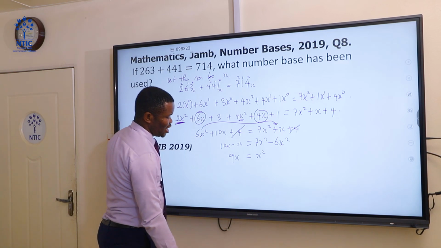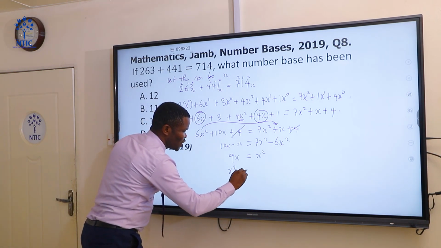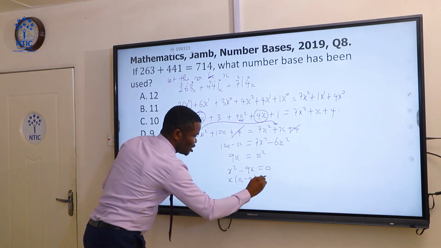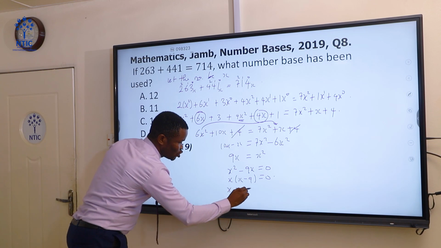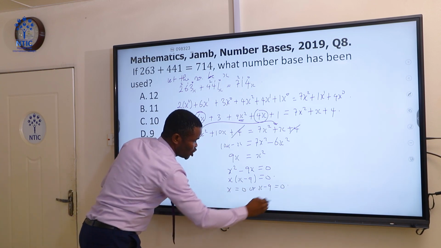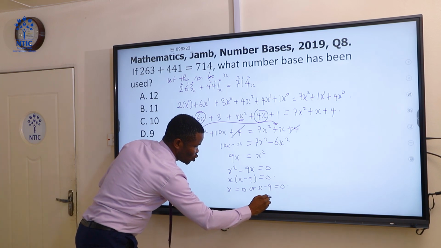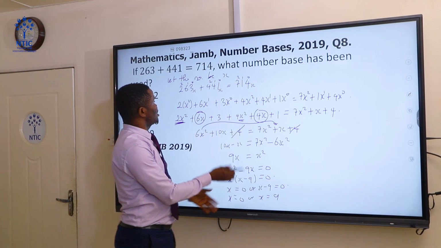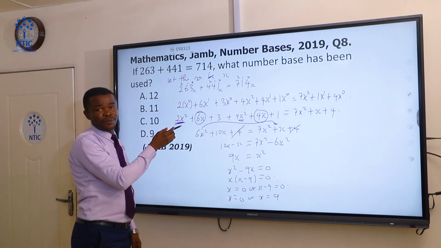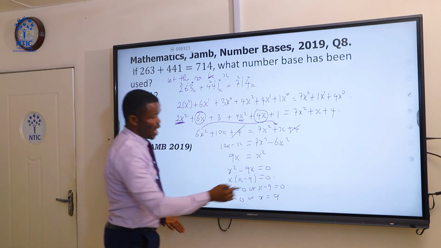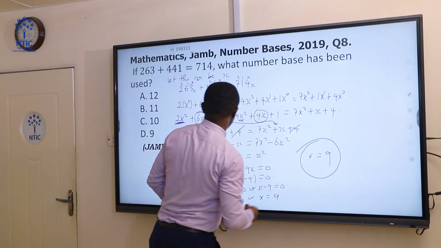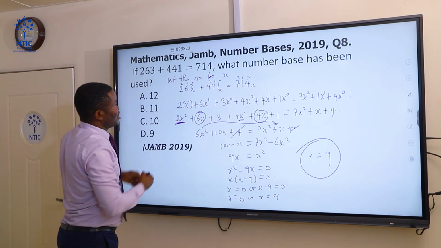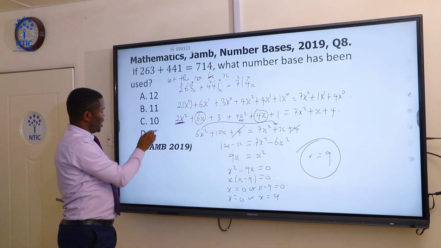So if you like, you can write it as a quadratic equation, and x is a common factor here, equal to 9. So x is equal to 0, or x minus 9 is equal to 0. So x is also equal to 9. So x is 0, or x equal to 9. But we know that the base cannot be 0. So our final answer is 9. So this arithmetic was done in base 9.